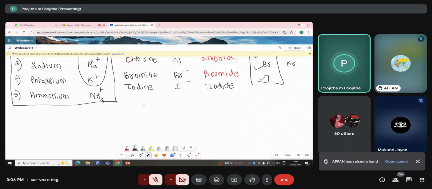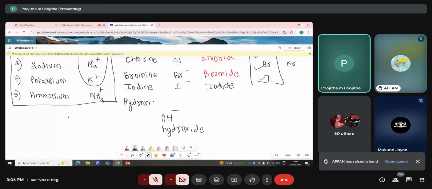Understood? Okay. Now moving on to some other radicals. First I'll teach what you learned last year. You have learned hydroxide, correct? For example, H2O. The water molecule, when it breaks down, gives you H plus ion and OH minus ion. H plus is nothing but a proton, the hydrogen ion. What is the OH minus ion? Hydroxide ion, correct? So OH minus is nothing but hydroxide. So what is the valency? Valency is -1.